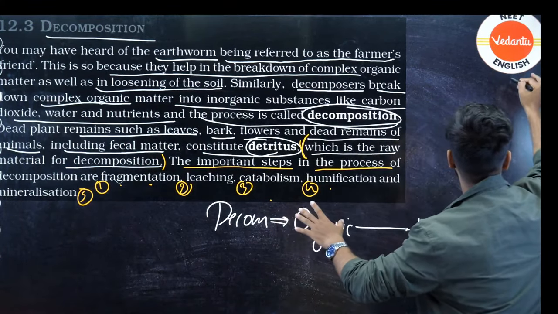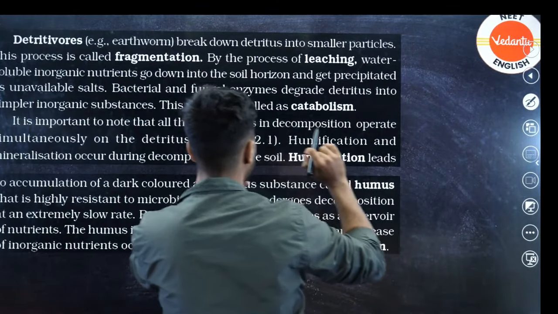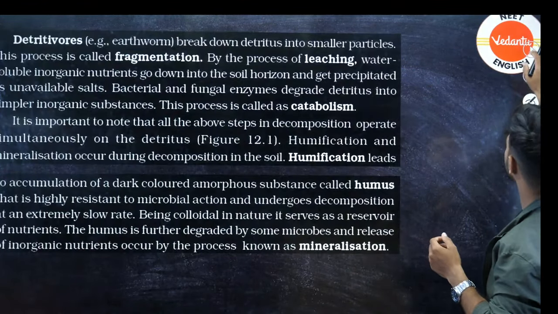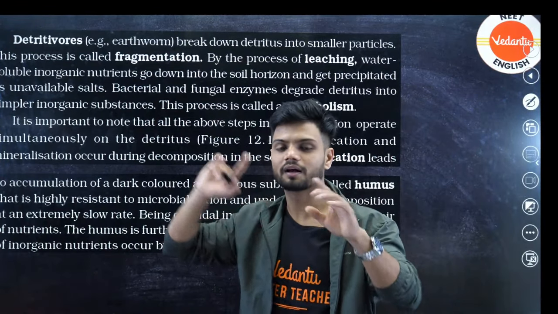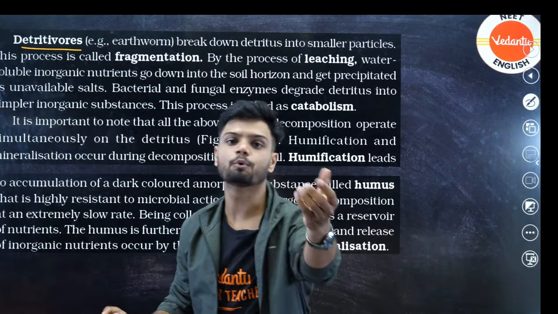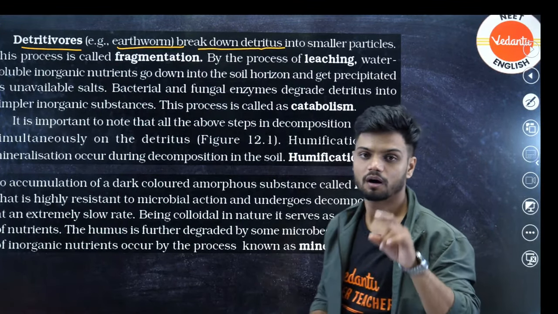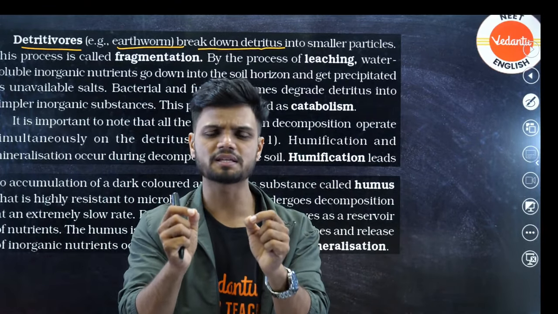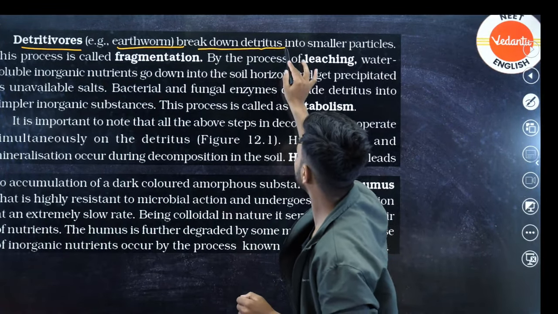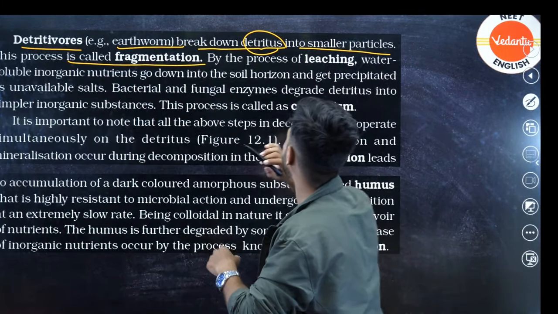Done. Now, I'll make you write down some points. Slide is here. Okay, let's read one line and write one line. Detritivores. What are detritivores? Detritivores are decomposers. Detritivores, like the earthworm, break down the detritus. They completely break down the detritus into smaller particles. This process is called fragmentation.